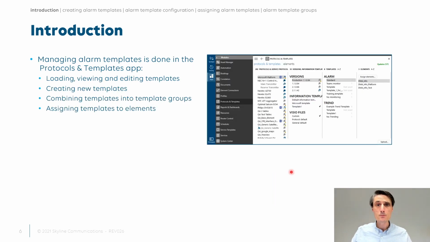Okay, so we will be working in the protocols and templates app as we have been doing already for the protocols module. In the protocols module, we were focused on the first 2 columns. Now we will be focused on the alarm section here. Let me immediately show you in our system.